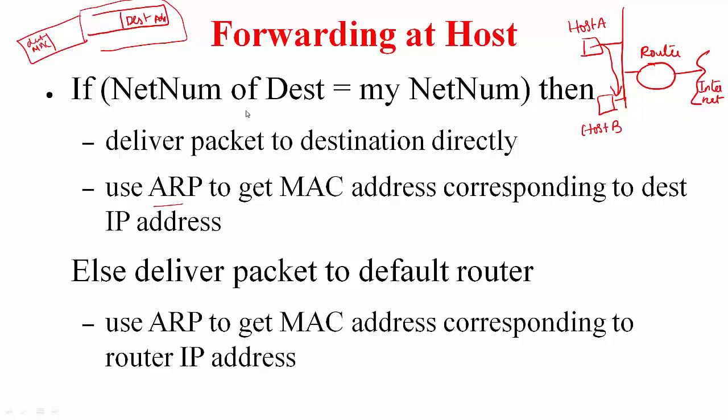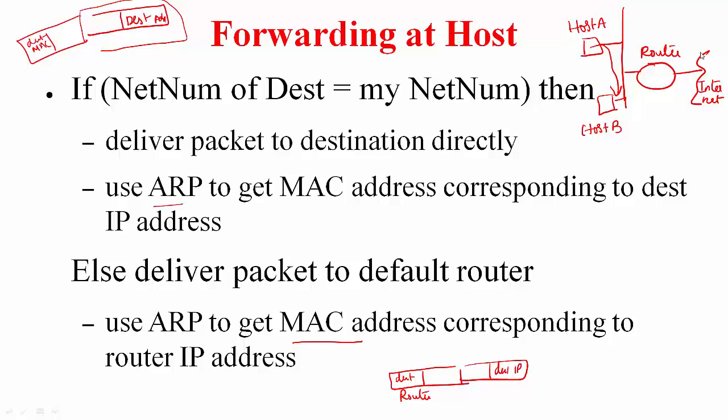But on the other hand, if the network number of the destination does not match its own network number, that means it is not in the same physical network, it has to go through the router, in which case it will use ARP to get the MAC address corresponding to the router. So this packet with this destination IP address is encapsulated with another link layer header whose destination will correspond to the router. And then this packet now goes to the router, which will then figure out how to send this packet out into the internet.